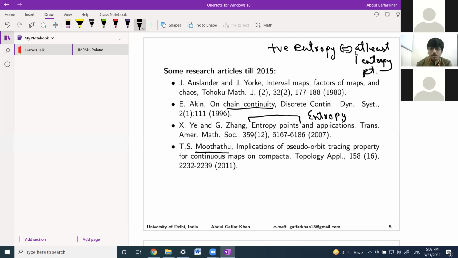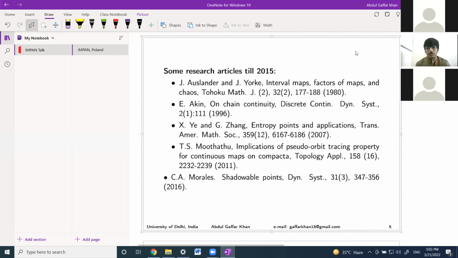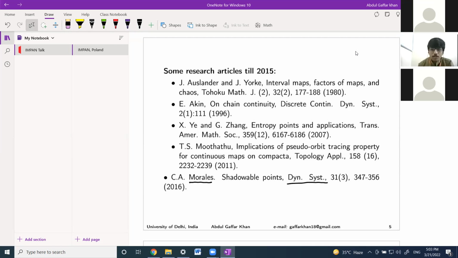There are some papers that have been done in the direction of pointwise dynamics, but the important paper that I put at the start, which drew more interest from mathematicians, was written by Morales and published in Dynamical Systems recently in 2016. The paper is entitled Shadowable Points. One of the important aspects is that when we combine expansivity with shadowing, it has several important applications.